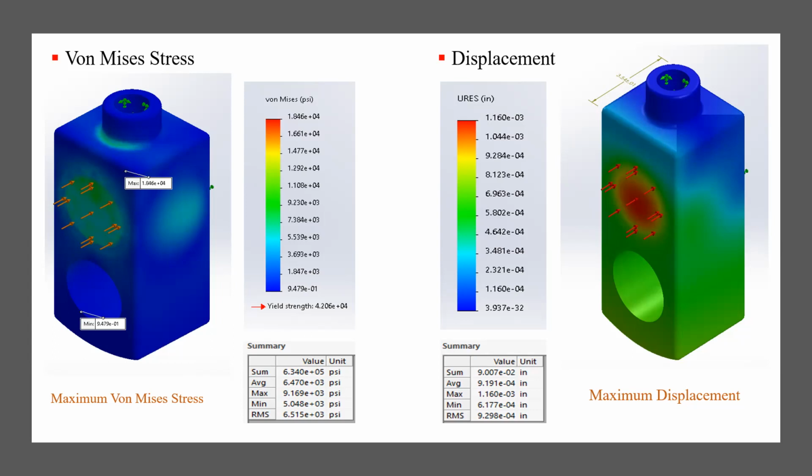And I use AISI 410 stainless steel. The yield strength of this 410 stainless steel is equal to 42,000 psi.